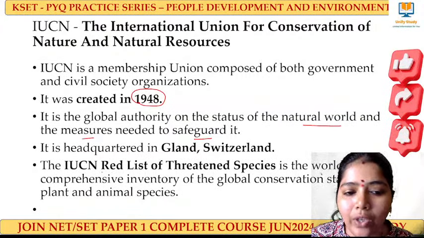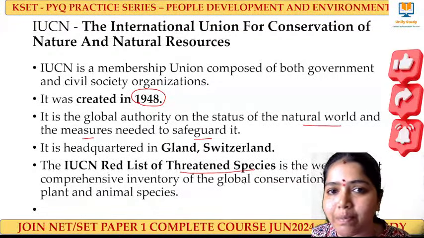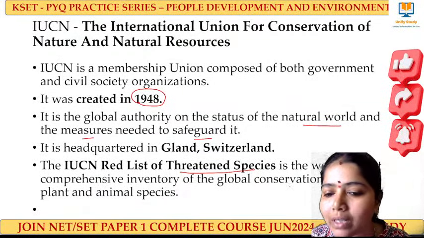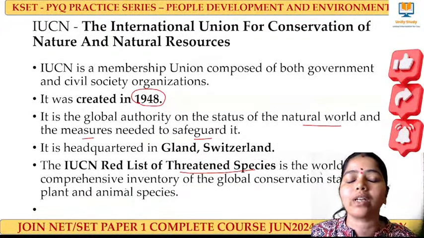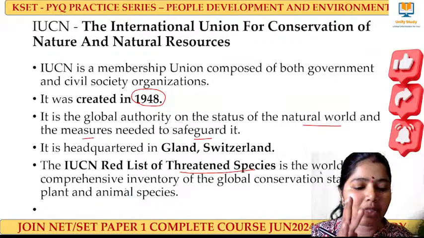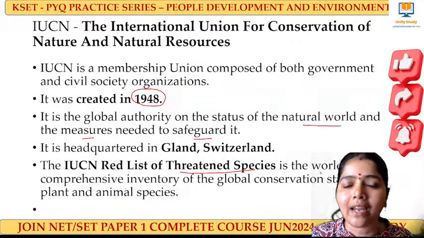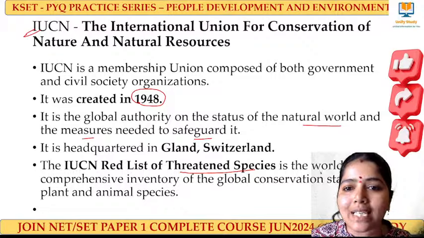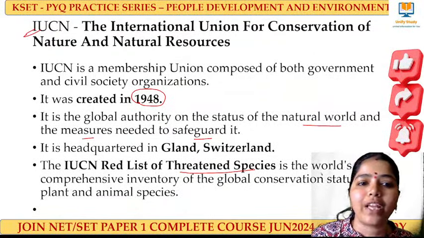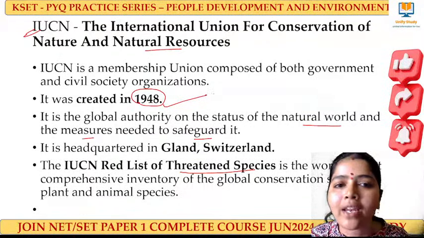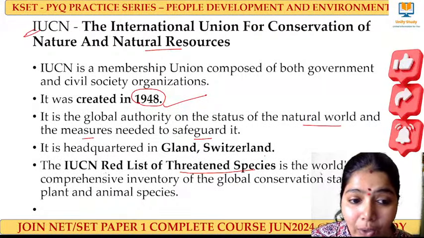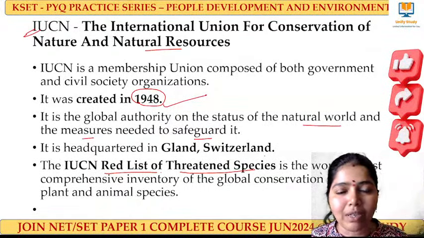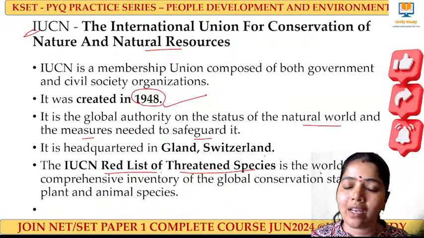And the IUCN Red List of Threatened Species, right? That turtle also comes under this one, right? It is the world's most comprehensive inventory of the global conservation status of plant and animal species. In that Red List, all the endangered species and vulnerable species with respect to plants and animals are maintained, and it is being done by this organization, right? IUCN, International Union for Conservation of Nature and Natural Resources, created in the year 1948, having its headquarters in Gland, Switzerland. The IUCN Red List of Threatened Species has the details of all the plant and animal species that are very vulnerable and threatened.